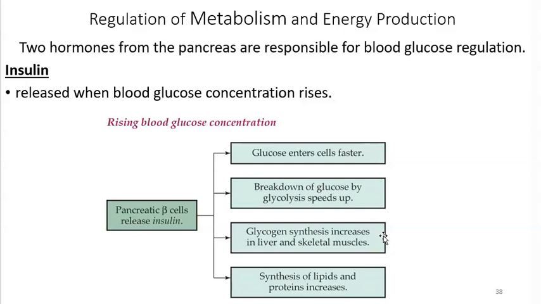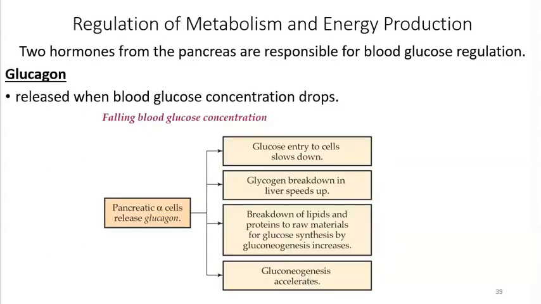So it starts to build up those stores in our muscles and in our liver to use later on when they need it. And it also activates the synthesis of fats, so lipids. So insulin increases fat and glycogen stores, and starts to break down some of that excess energy to create energy.